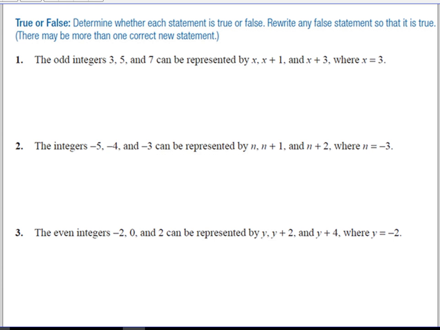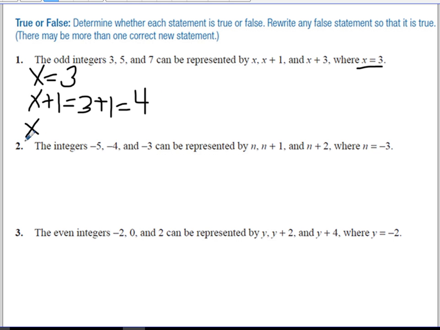The first one: odd integers 3, 5, and 7 can be represented by x, x plus 1, and x plus 3. So notice 1 and 3 are odd numbers as well. Let's check this. It's saying x equals 3. They told us it's supposed to start with the smallest one. 3 is smaller than 5 and 7, so that's good so far. But if we do x plus 1, we are supposed to do 3 plus 1, and that does not give us 5, it gives us 4. So that's not going to work for us.